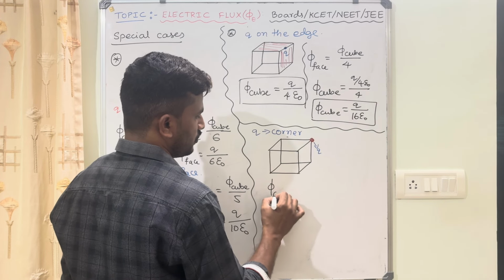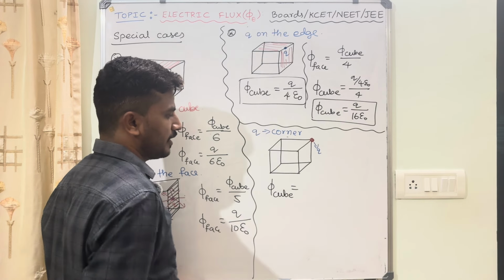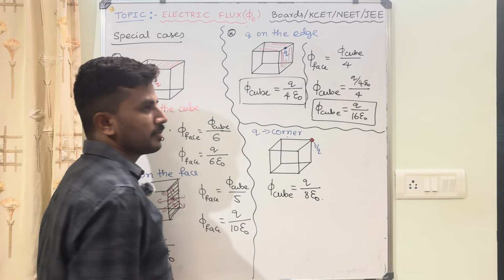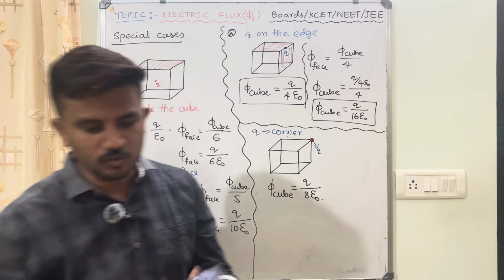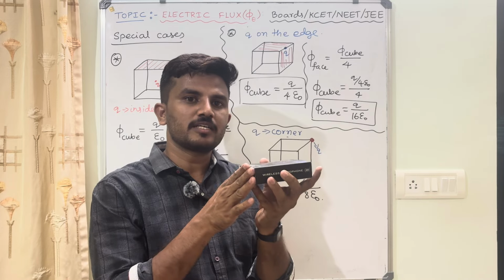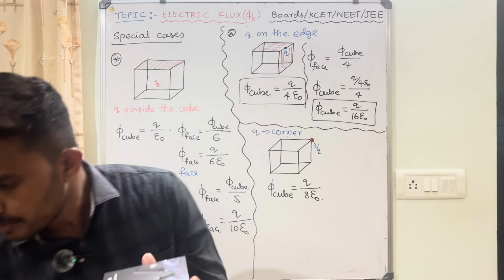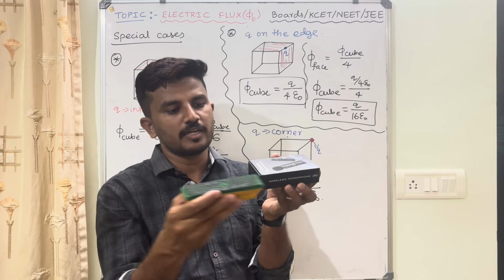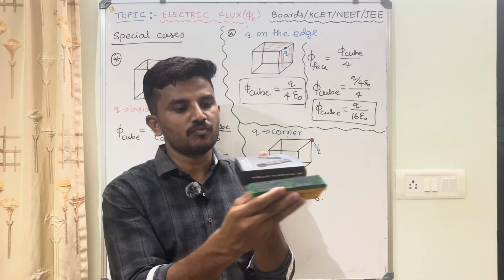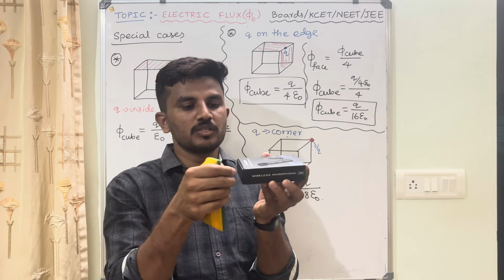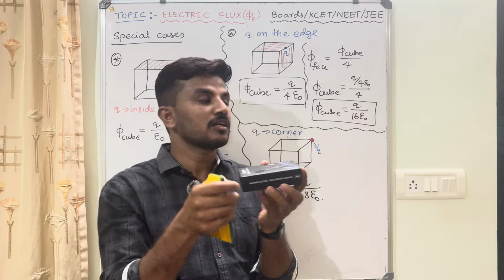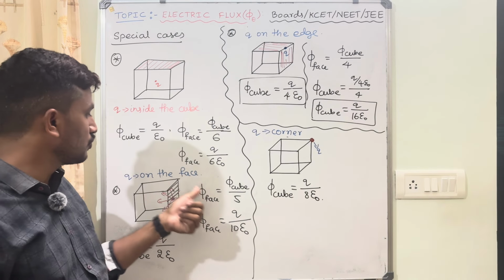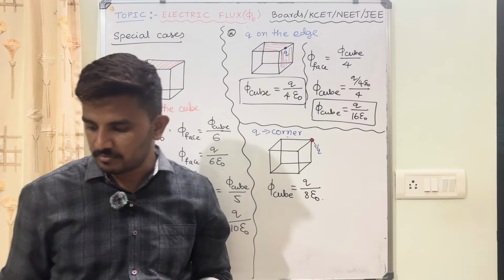Flux through the cube is given by q by 8 epsilon naught, because to the corner of the cube, how many cubes can be connected? 8. One is here, okay, one, this one, 2, 3, and this side 4 to this corner, right? 1, 2, 3, 4, and above 4. So to this corner we can attach 8 cubes. For edge 4 cubes, for surface 2 cubes, and inside nothing.